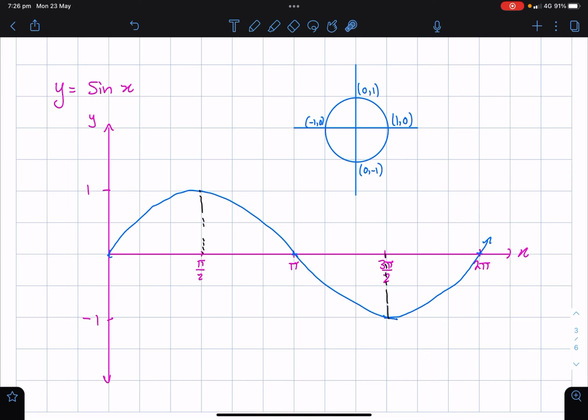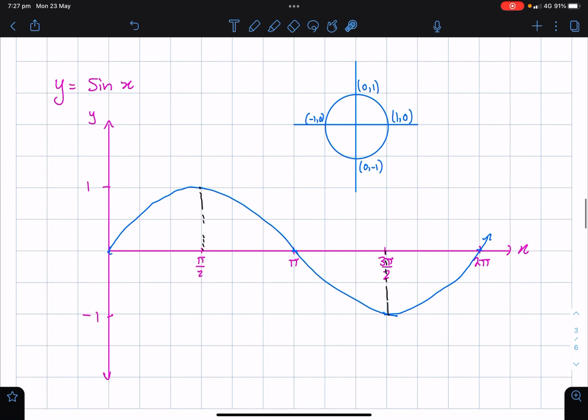Now, if we follow this around, at this point our x coordinate is 1, but our sine value is 0. So at 0 degrees, our sine is 0. At pi on 2 radians, our sine is 1. At pi radians, it's back to 0. At 3 pi on 2, it's -1, and back at 2 pi, it is 0. So we're using the unit circle to periodically plot our sine x function.